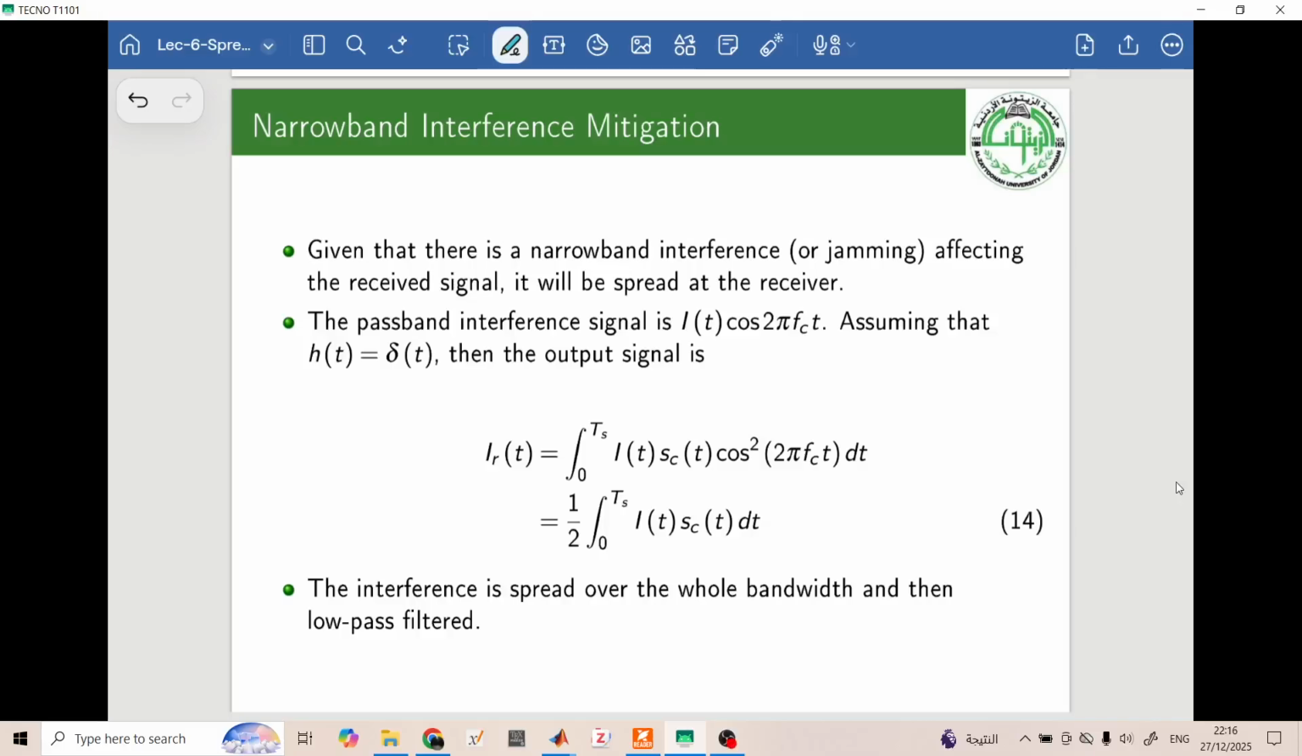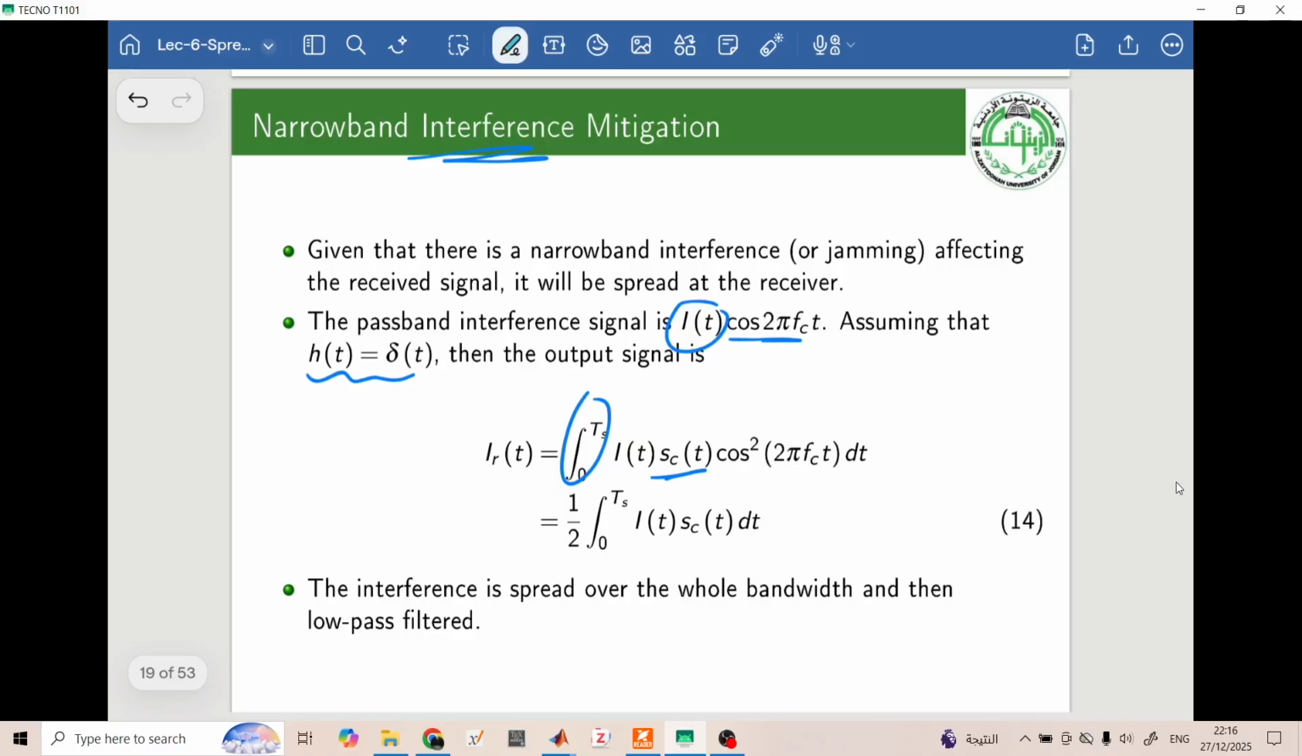We discussed earlier that spreading can help us mitigate or reduce the effect of interference, narrowband interference or jamming sometimes. If we neglect the effect of the channel and assume it to be perfect, and we have this jamming or interfering signal, it will get demodulated at the receiver, and then it will get spread actually at the receiver.